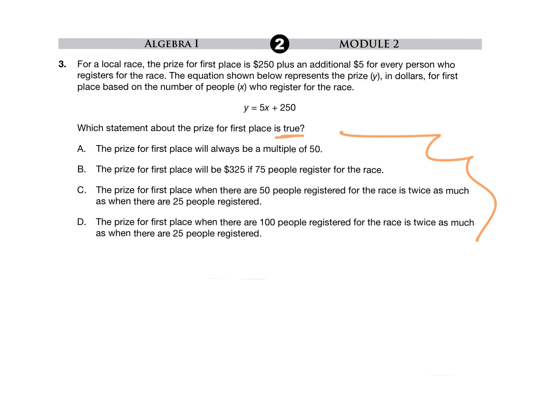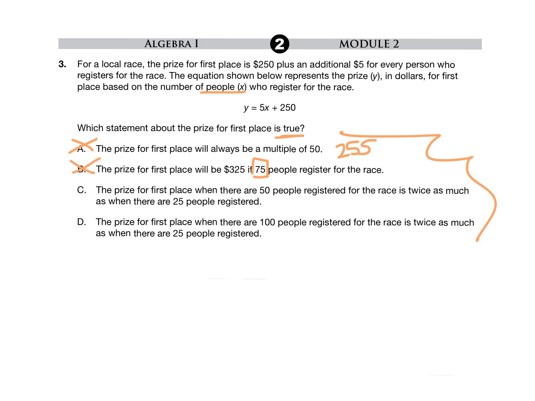So if we start thinking about what makes sense for this, the prize for first place will always be a multiple of 50. Well, if there's only one x, if there's only one person who registers for the race, well, 5 times 1 plus 250 would give me 255, and that's not a multiple of 50. So I know it's not going to be A. If we say the prize for first place is $325 if 75 people register for the race, well, again, I want to put 75 in for my x and do the math and see if it equals 325, and that did not work out.